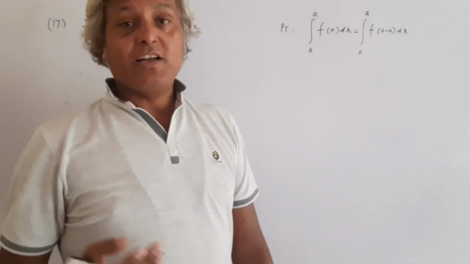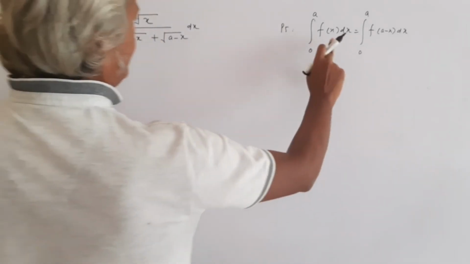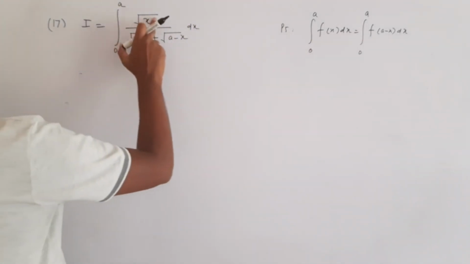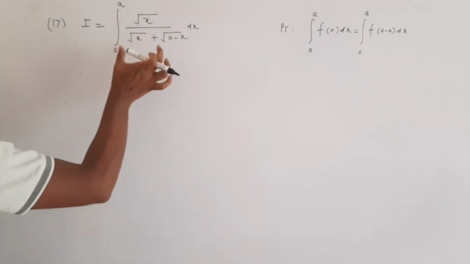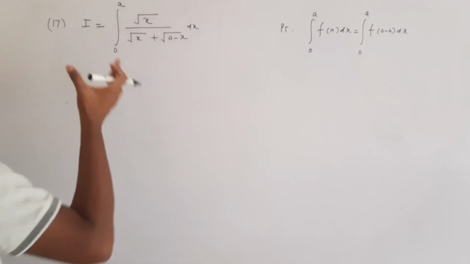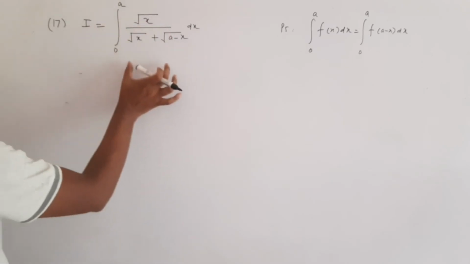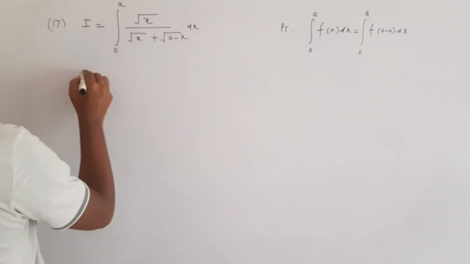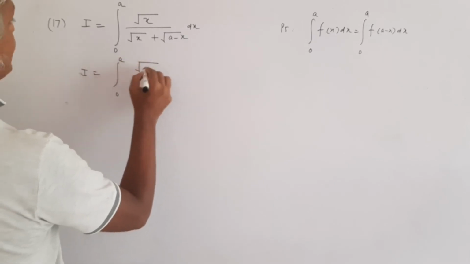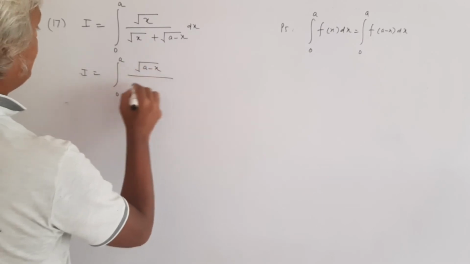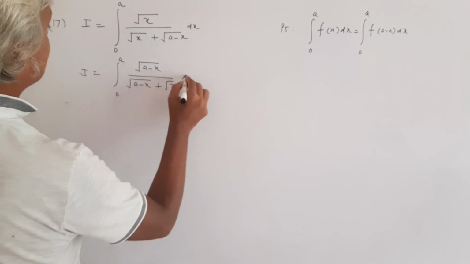Now you can see how I come to know that I will be using this property, because it's so simple. If you replace x by a minus x, this will become a minus x, this will become a minus x, and this will become x. So we get terms which are very conducive, and when you add them they come together, making it 1. How? I use the property, then I get 0 to a, going very direct, root a minus x upon root a minus x plus root x dx.